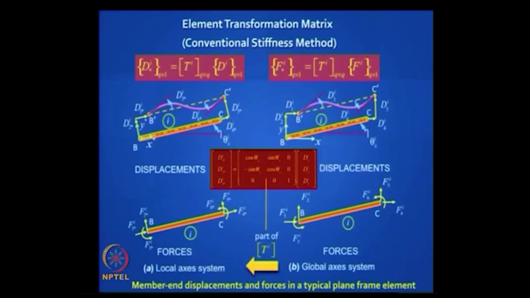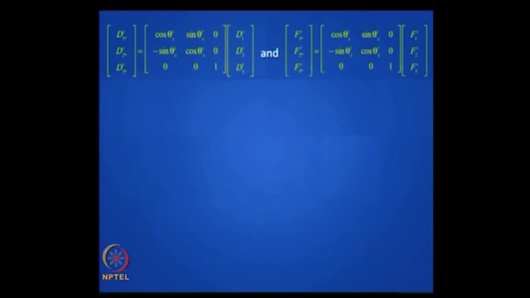Why is it minus sine theta? Because it goes to the negative side. I hope you can work this out. This is straightforward. We will do it in great detail when we get into the actual problems. So do we get this? This is our A matrix.